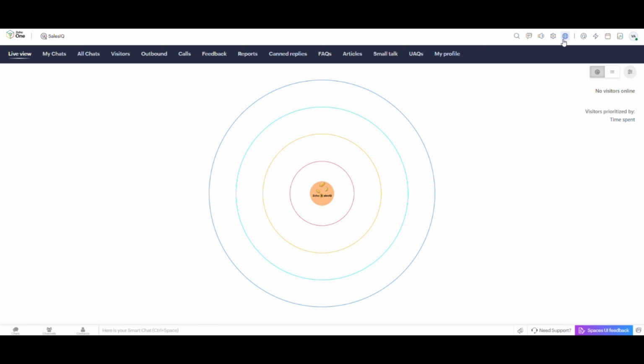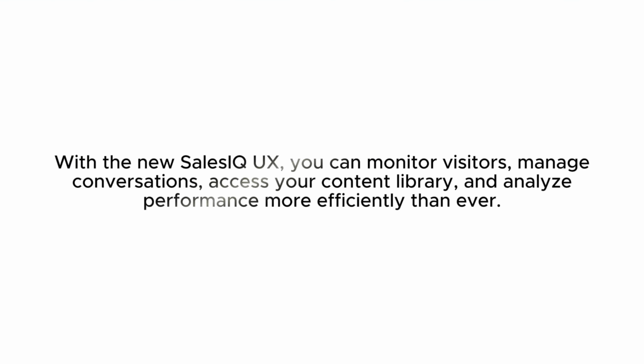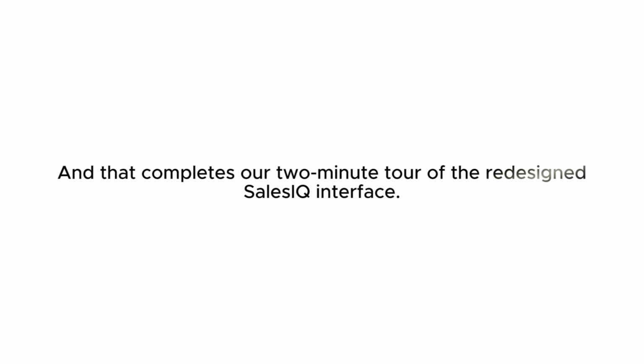Across the platform, menus, icons, and controls have been modernized for clarity and speed, making navigation straightforward and reducing the number of clicks needed to take action. With the new SalesIQ UX, you can monitor visitors, manage conversations, access your content library, and analyze performance more efficiently than ever. And that completes our 2-minute tour of the redesigned SalesIQ interface. The new layout is faster, cleaner, and built to help you engage website visitors with confidence and speed.